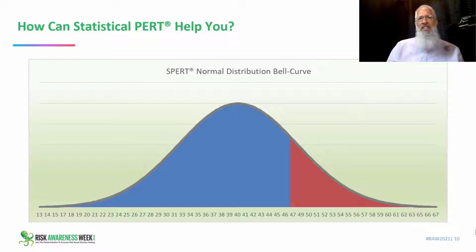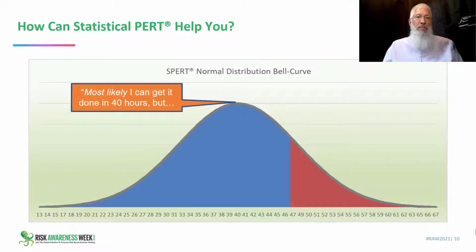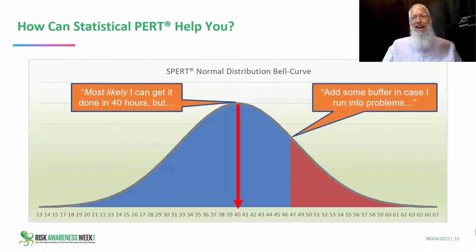Now, how can Statistical PERT help you? Well, imagine that you and I are on a project team together, and I'm the project manager, and I come to you and I say, friend, I've got this task, it's assigned to you. I'm getting duration estimates for this task. How long do you think this task will take you to finish? And you might respond to me, most likely I can get it done in 40 hours. Okay. But add some buffer in case I run into some problems.